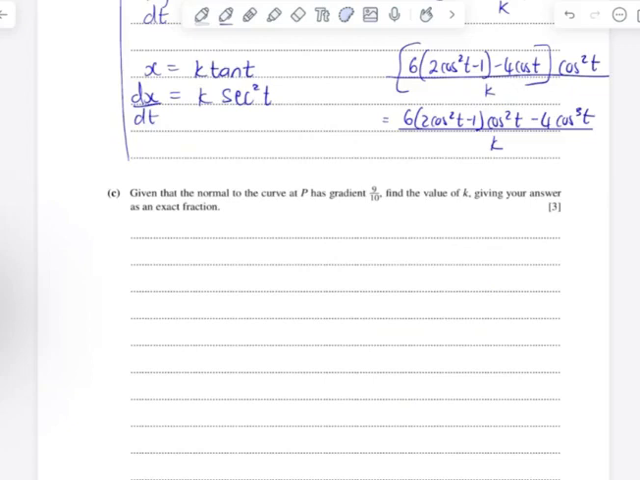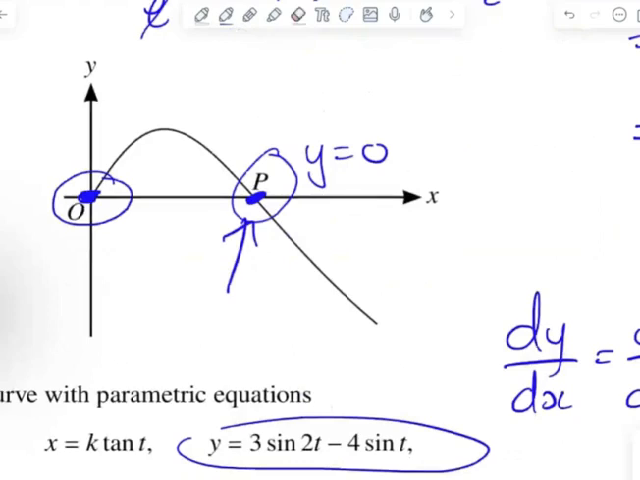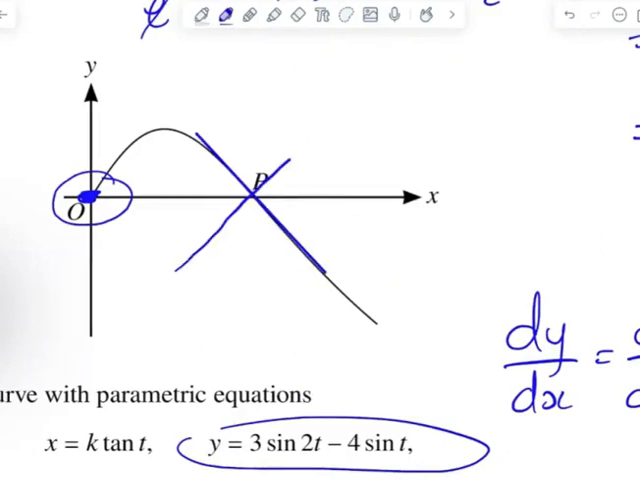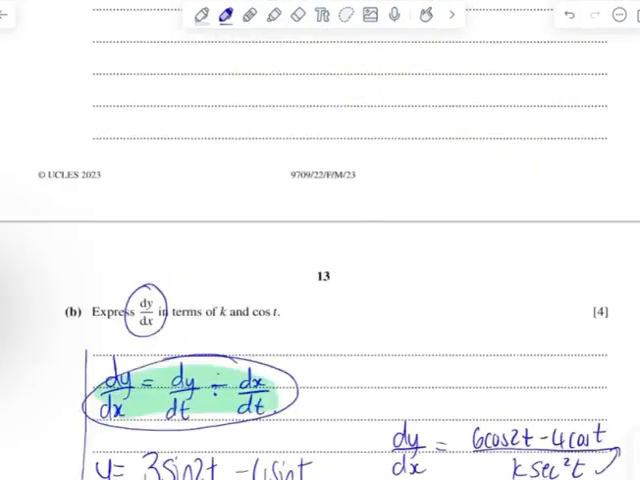Now, they say, given that the normal to the curve at P, okay, so the normal to the curve at P. So if we take P, we know you'll have a tangent, like something like this, and you will have a normal. And the gradient of this one is 9/10. Okay, so that means the gradient of the tangent is minus 10/9. Okay, but we don't know what they're actually asking us.